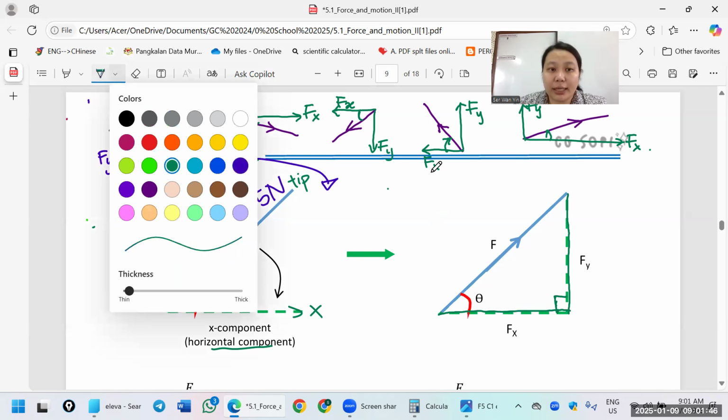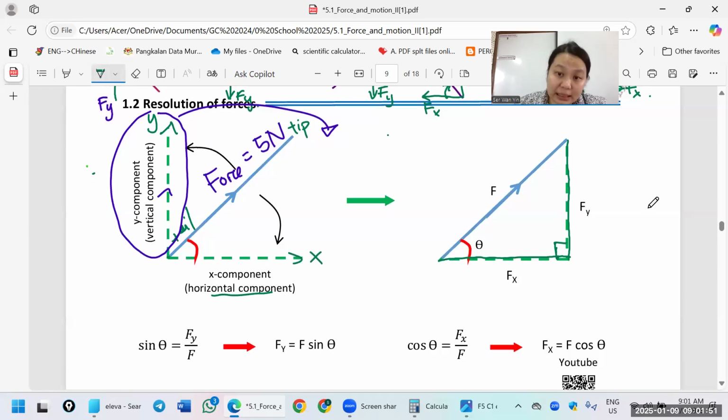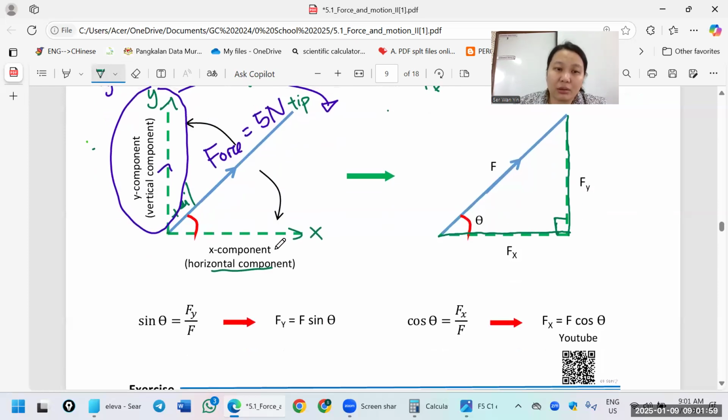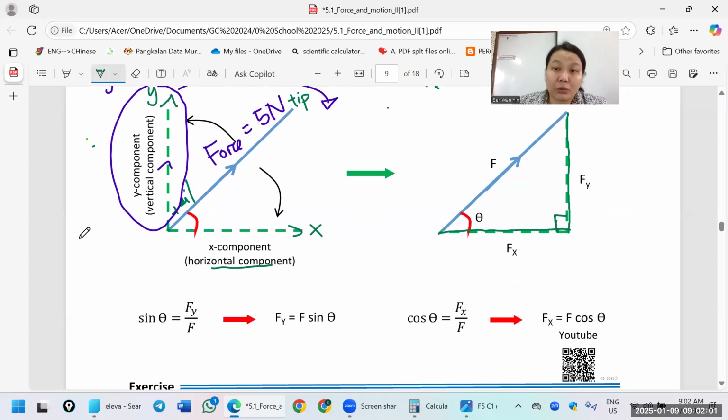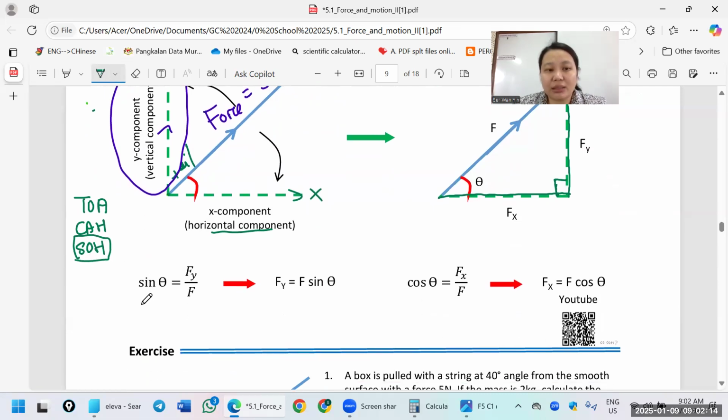We can form a triangle here, and then we can apply either Pythagoras theorem or Soh-Cah-Toa, right? But let's recall, what is Soh-Cah-Toa? So actually, what is sine? Sine theta equals opposite divided by hypotenuse.